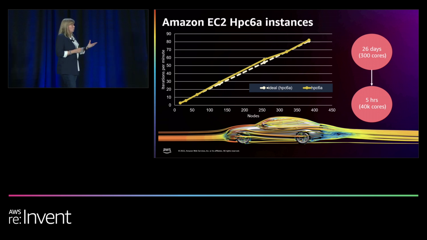So what we were able to do with HPC 6A is to turn a simulation that was running on 300 cores and took 26 days, which really is not very easy to get a lot done if you have to wait 26 days for something, to something that took 5 hours. So at this almost 40,000 core run, we now are able to turn around a simulation and have results within a workday, which is something that can change the pace of innovation. It can change the type of things that you're looking for.